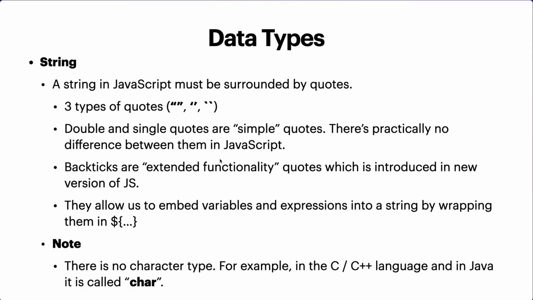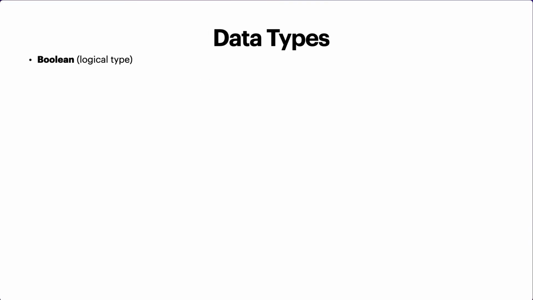So these are the special strings. There is no character type, for example, as in C or C++, and in Java it is called char, so we don't have anything like that in JavaScript.